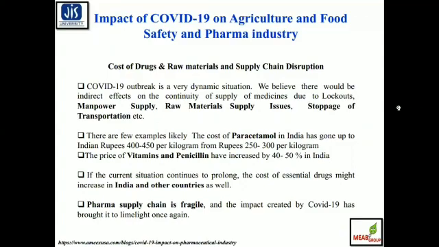There are a few examples. The cost of paracetamol in India has gone up to 400 to 450 rupees per kilogram from 250 to 300 rupees per kilogram, while the prices of vitamins and penicillin have also gone up by 40 to 50% in India after the COVID situation. If the current situation continues and prolongs, the cost of essential drugs and amenities might increase as well in India and other countries all around the globe. The pharma supply chain is fragile as well, and the impact created by COVID-19 has brought this into the limelight once again.